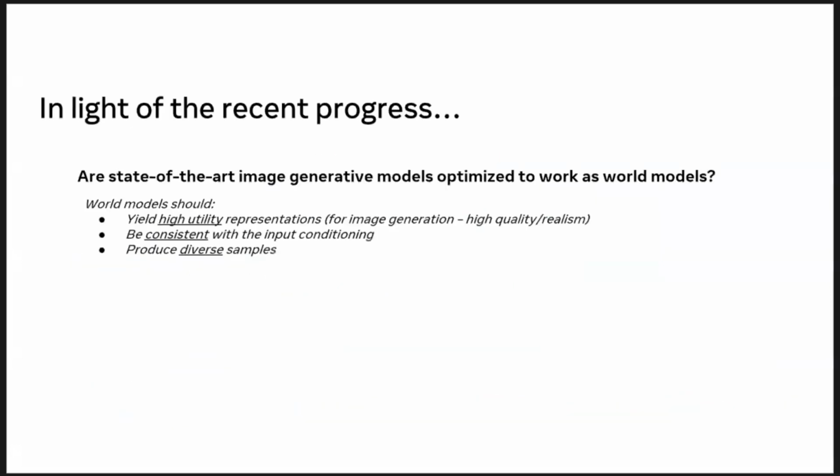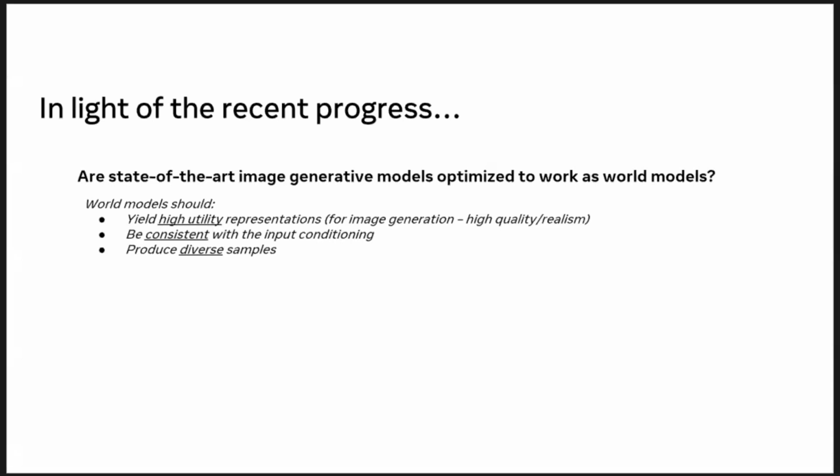In light of the recent progress in generative AI, we will cover two different questions in today's talk. The first question is, are state-of-the-art generative models optimized to work as world models? Intuitively, for this to happen, a world model should yield high utility representation. If we think of the vision space, of the image space, of text-to-image generative models, for example, this would be yielding high quality or highly realistic images.